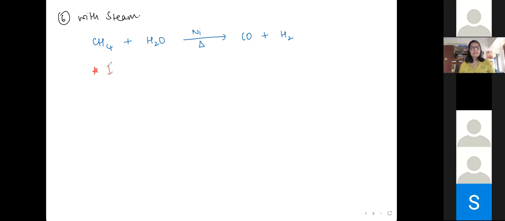The next one is also a fairly simple, straightforward reaction. So it is reaction with steam. Okay. So this is specifically focusing on methane. So when you take methane and make it react with steam in the presence of a nickel catalyst and heat, you get carbon monoxide and hydrogen gas. It's a fairly simple single reaction. This is important because this is the industrial preparation for hydrogen.